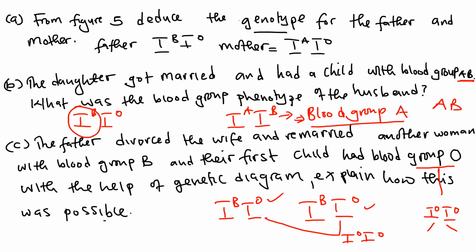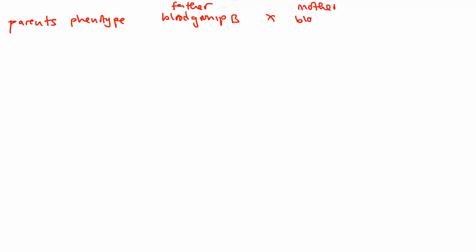Now, the question is, with the help of the genetic diagram, explain how this was possible. So here, pay attention to the genotypes that we have. Let us put up the genetic diagram here. We start with the parents' phenotype. For the father, you have blood group B. Then the mother, here we have blood group B as well.